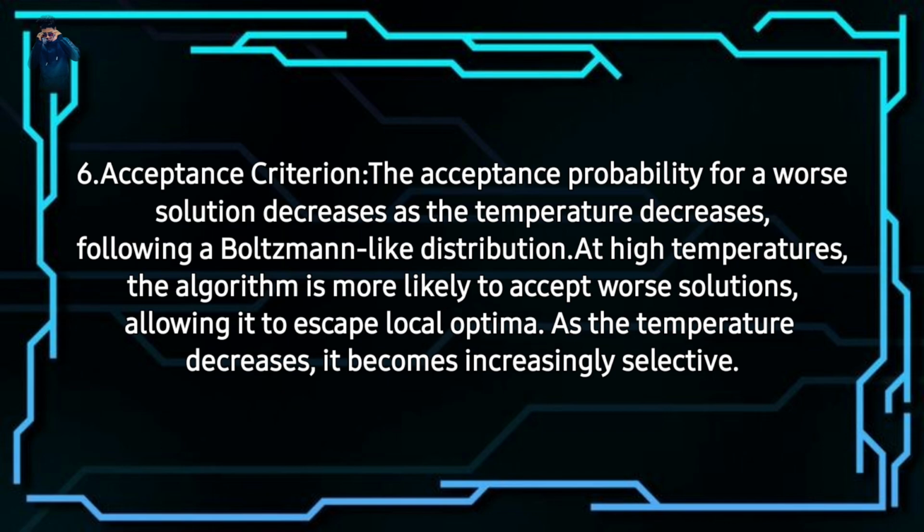6. Acceptance criterion. The acceptance probability for a worse solution decreases as the temperature decreases, following a Boltzmann-like distribution. At high temperatures, the algorithm is more likely to accept worse solutions, allowing it to escape local optima. As the temperature decreases, it becomes increasingly selective.